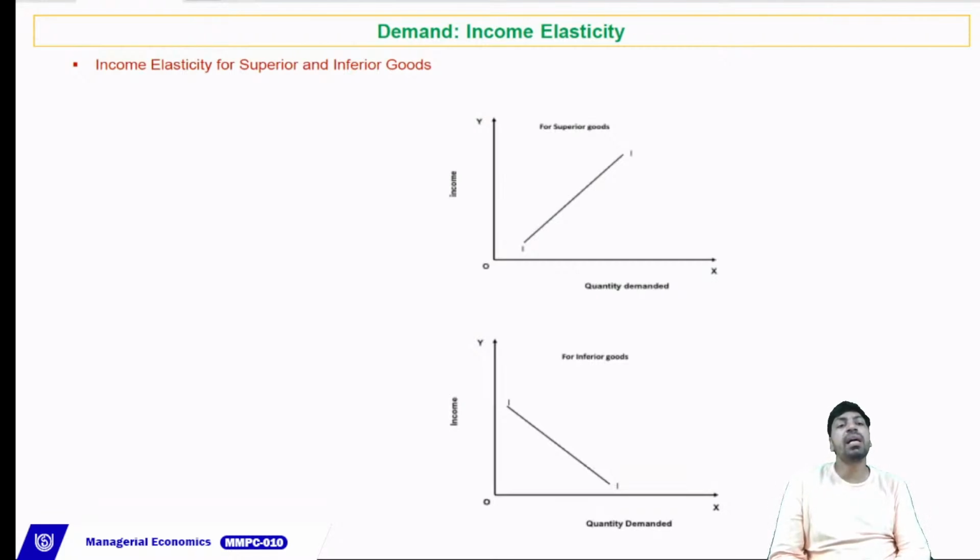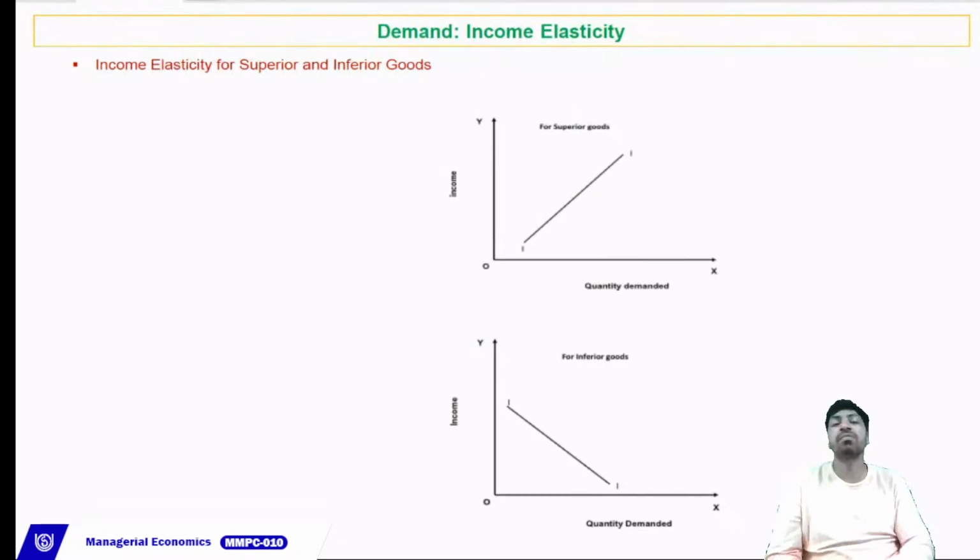These are the shapes of income elasticity for superior and inferior goods. Superior goods are specialty goods, like the iPhone, new washing machines, Samsung washing machine, refrigerator, LG, Samsung watch. Inferior goods are non-specialty goods, like t-shirts, shirts, all that clothing. That's called superior goods.